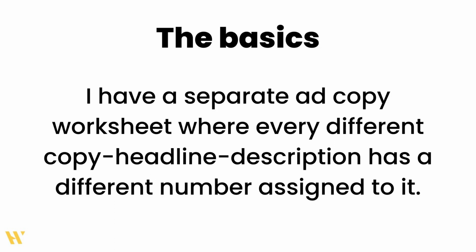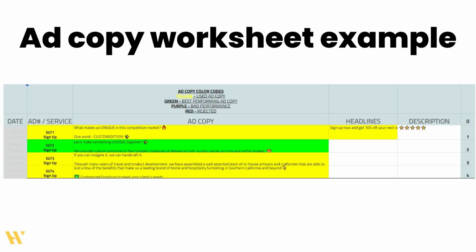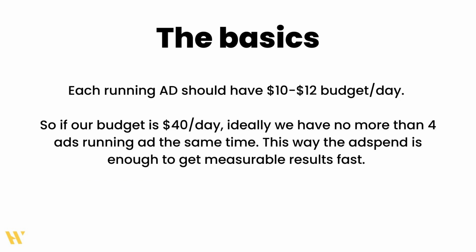But before we start with the details, I wanted to share some basics. I have an ad copy worksheet and every different copy, headline, and description has a number assigned to it, which you can see here. So you can see we have ad copy number one, ad copy number two, ad copy number three, and we have one headline and one description. You can also see some color codes. Yellow is used ad copy, green is the best performing ad copy, purple is bad performance, and red is rejected.